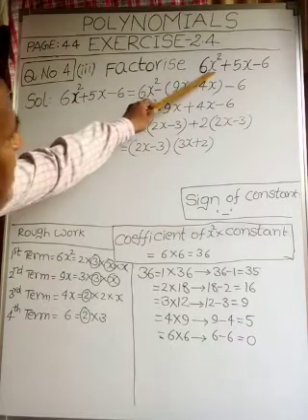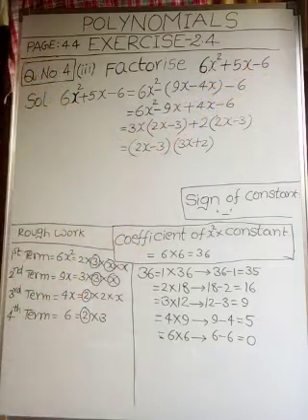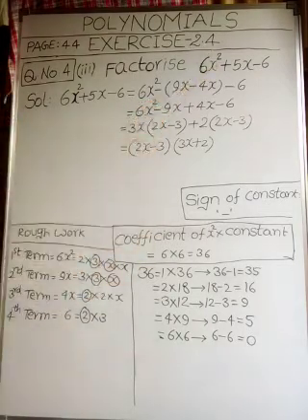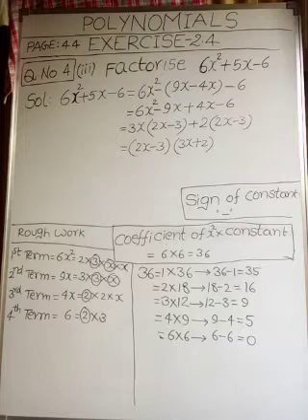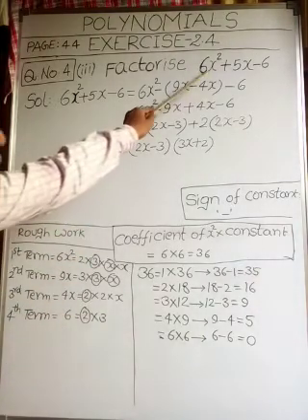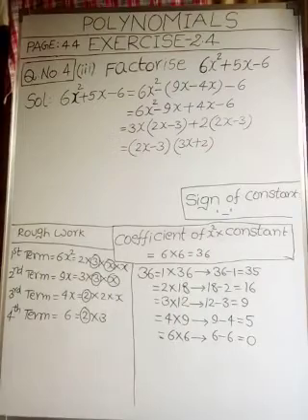Factorize 6x squared plus 5x minus 6. If you observe, this is a quadratic polynomial. And in the second case, I told you, it is not a monic quadratic polynomial, because here the coefficient of x square is not 1. If the coefficient of x square is 1, then the quadratic polynomial is said to be monic. Whereas here the coefficient of x square is 6, so it is not a monic quadratic polynomial.